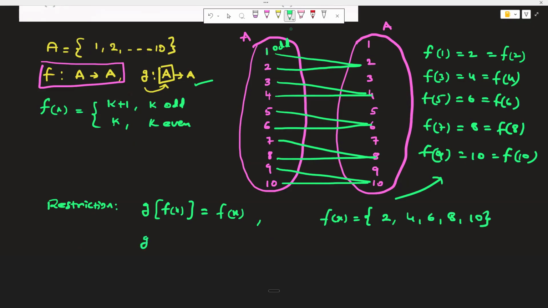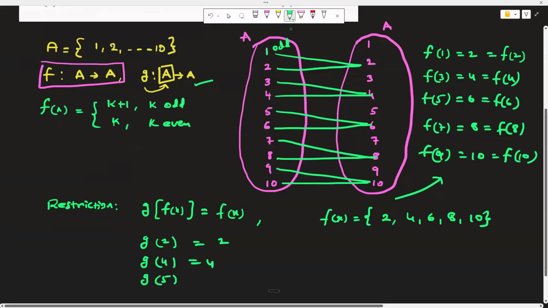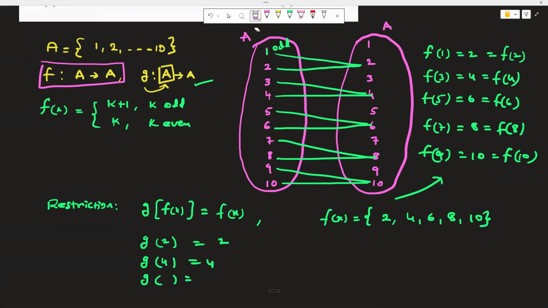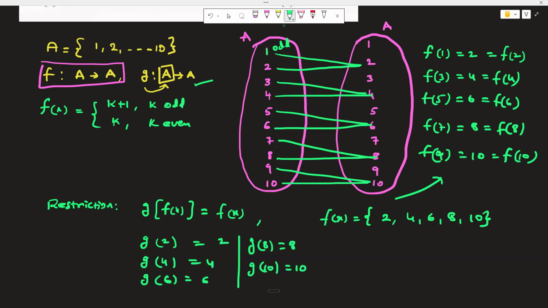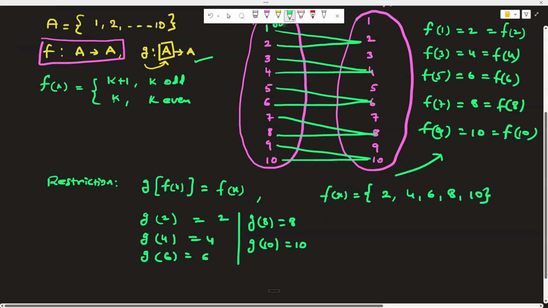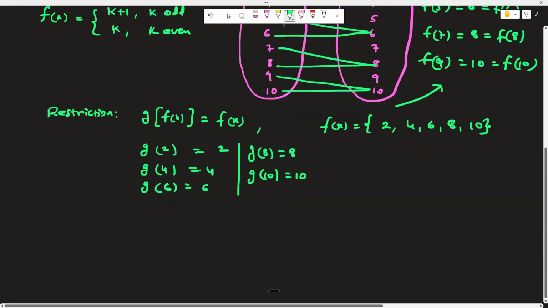So that means you will directly get g(2) = 2 and g(4) = 4. g(6), sorry, not 5, I think it is 6, right? Only even values are assigned. g(6) = 6 and g(8) = 8 and g(10) = 10. Okay? Because f has only these values taking, right? So therefore we will make a diagram also for this g.